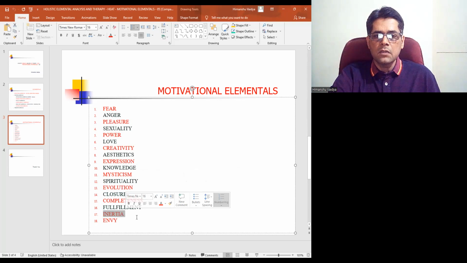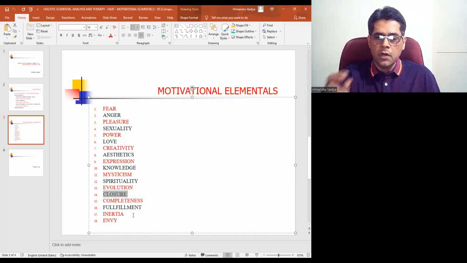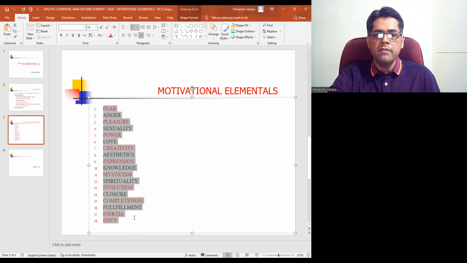And then when we use ideas like the psychic, we look at completeness, closure. We also look at evolution. So here we can bring in evolution, completeness, fulfillment when we look at the psychic. Closure is related to that component of the psychic which is in touch with the emotional nature. So this is one set of motivational elementals.